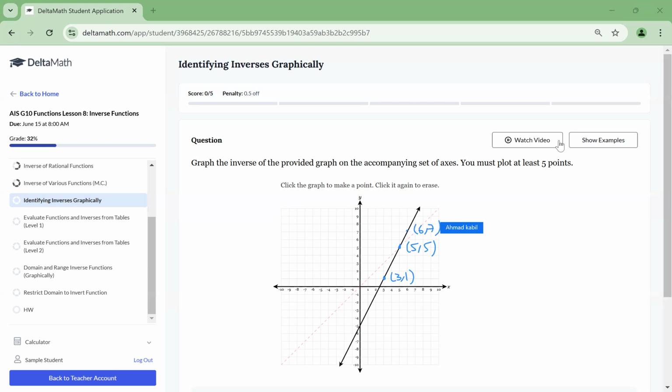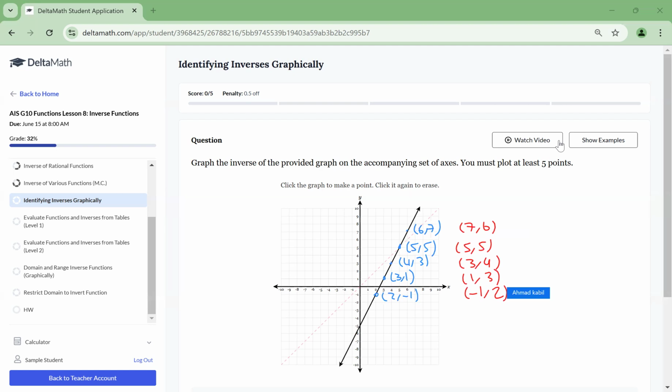Here you have 4 and 3. And here you have 2 and -1. All you have to do is just flip the x and y. So we get 7, 6. Here it's still 5, 5. Here it's 3, 4, 1, 3, and -1, 2.